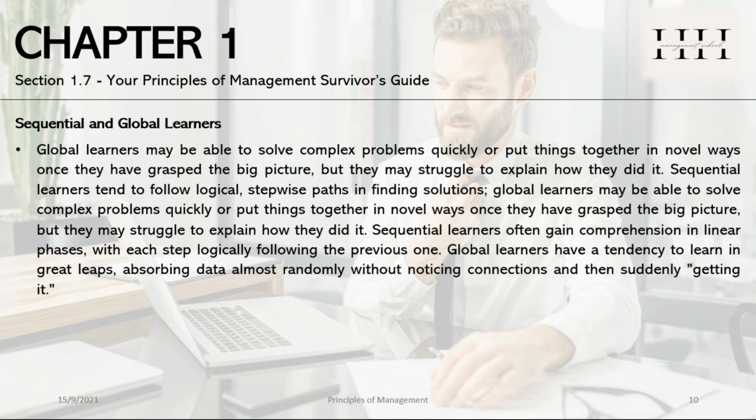Sequential and global learners. Global learners may be able to solve complex problems quickly, or put things together in novel ways, once they have grasped the big picture, but they may struggle to explain how they did it. Sequential learners tend to follow logical, stepwise paths in finding solutions. Sequential learners often gain comprehension in linear phases, with each step logically following the previous one.